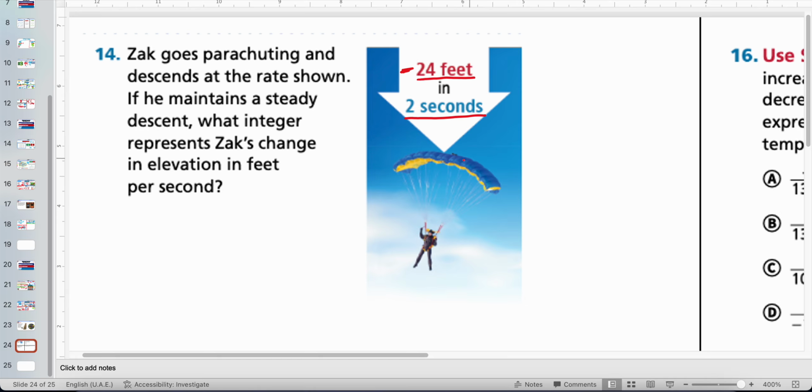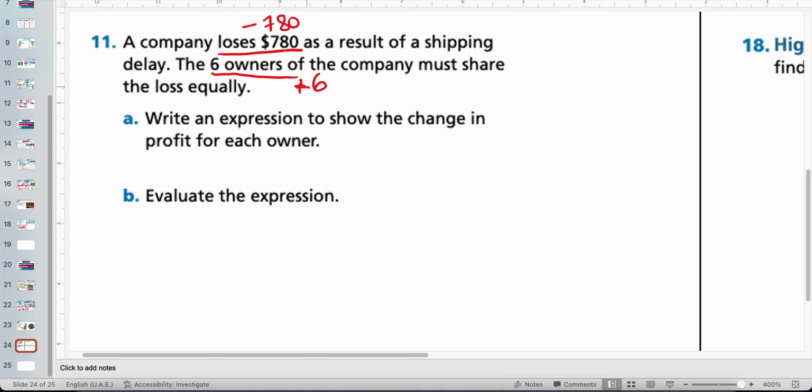A company loses 780, so negative 780, as a result of a shipping delay. The 6 owners of the company must share the loss equally. 6 owners should be positive because you cannot have a negative number of people owning the company. So we want to see how much each one of them will share of the loss. They will share the loss equally, so we want to divide 780 divided by 6. Let's do long division.